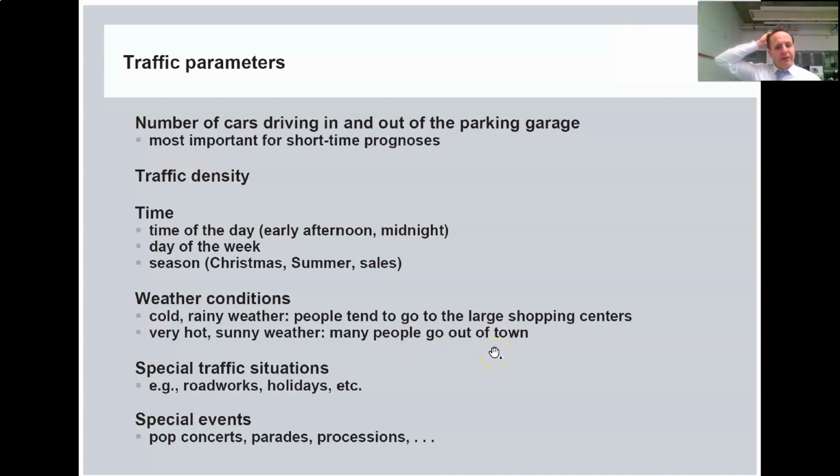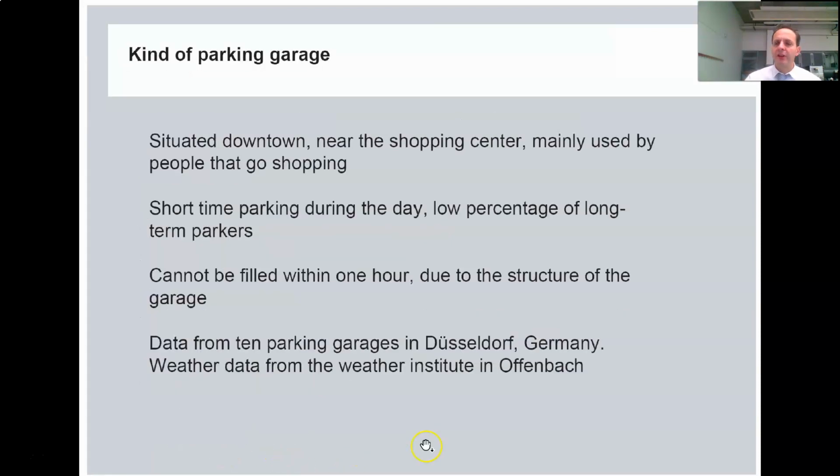We have special traffic conditions, for example, roadworks, holidays, or special events, like in the case of concerts, parades, processions. So the kind of car park we are considering for this example is situated downtown, near the shopping center, mainly used by people that go shopping. Well, we have short-time parking during the day with a low percentage of long-term parkers because it's near a shopping center.